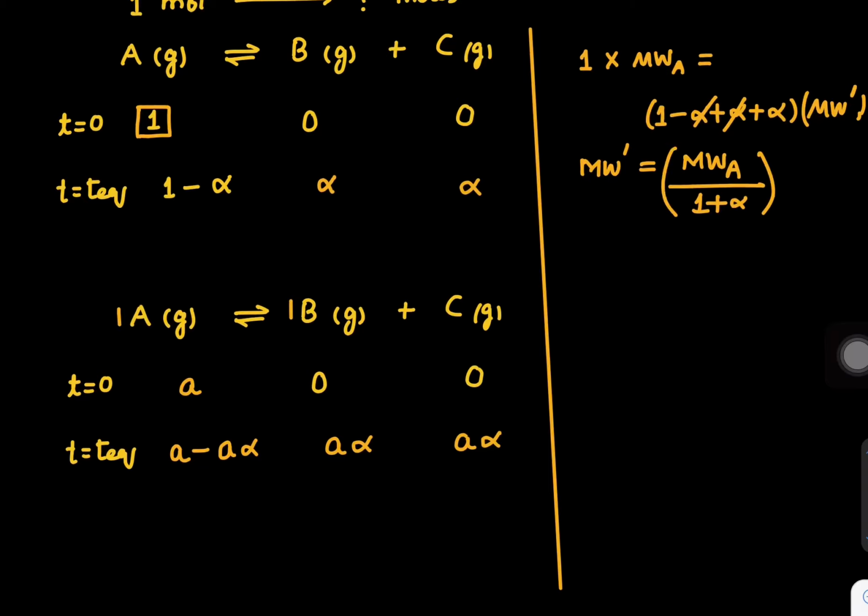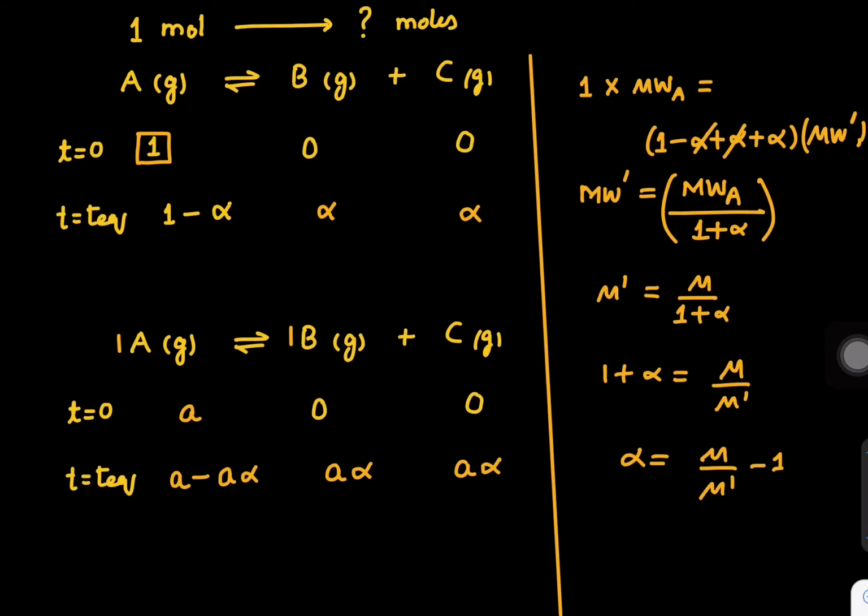So this kind of result we can get for molecular weight. Let's say I am writing molecular weight prime as M prime and molecular weight as M. Can we rewrite it as 1 plus alpha equals M divided by M prime, and alpha is equal to M upon M prime minus 1? So all these things can be done, and we can talk about these components without any problems.